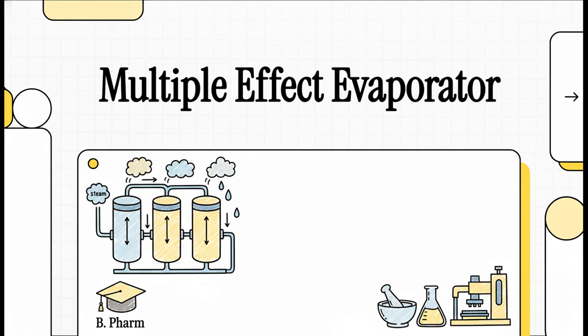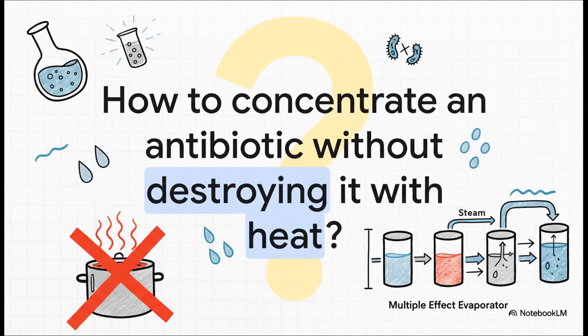Let's jump right in. So, picture this. You've just discovered a powerful new antibiotic. It's a total game changer, but there's a catch. It's incredibly delicate, heat sensitive. To turn it into medicine, you've got to remove a ton of water, but just boiling it would completely destroy the drug. So how in the world do you solve that puzzle?